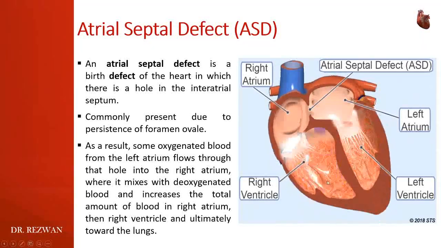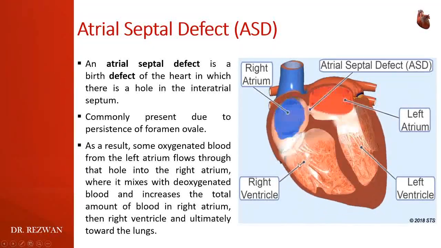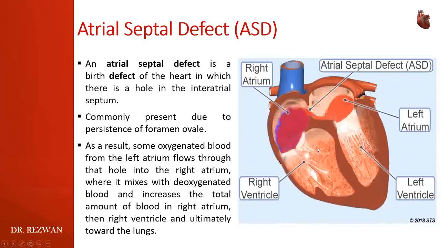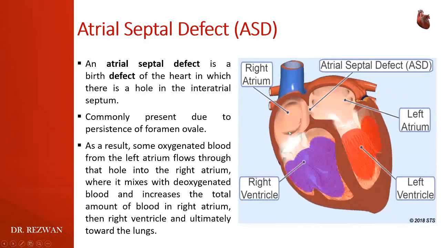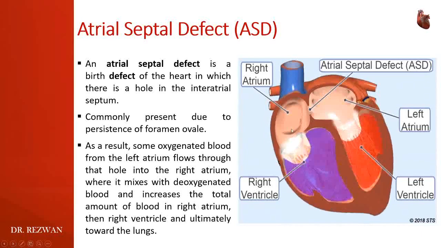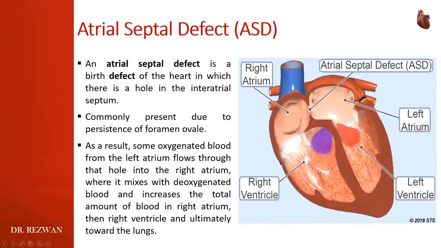That excess blood will go into the right ventricle, and from the right ventricle the blood will go into the lungs. So there will be an excessive amount of mixed oxygenated and deoxygenated blood going into the lungs.